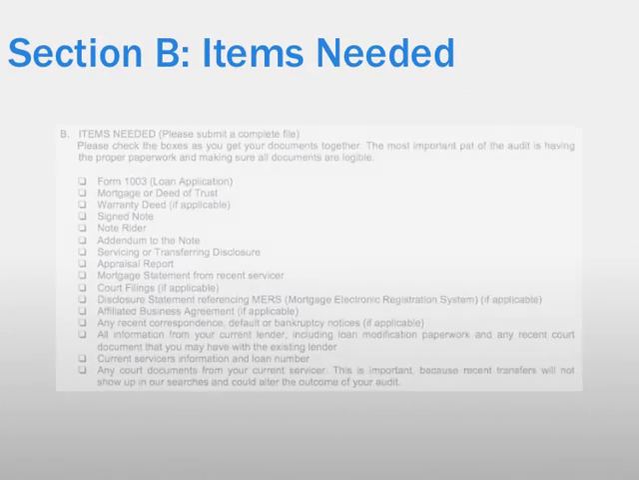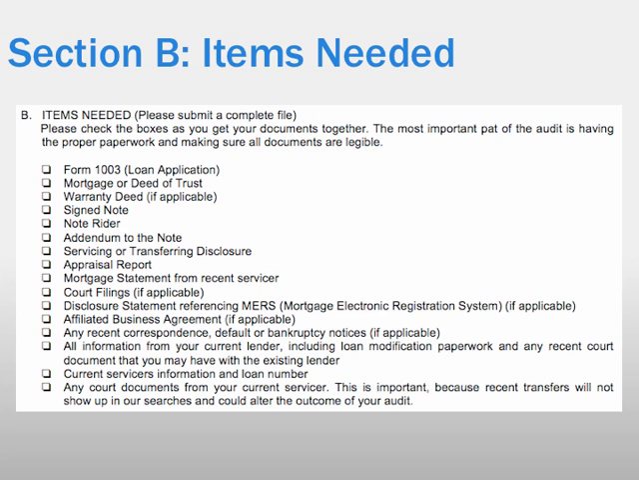So let's take a look at Section B, the items that are needed. A Form 1003 is their loan application. We need all the pages, not just the first page. There are things that we're doing. We're actually auditing that loan application.